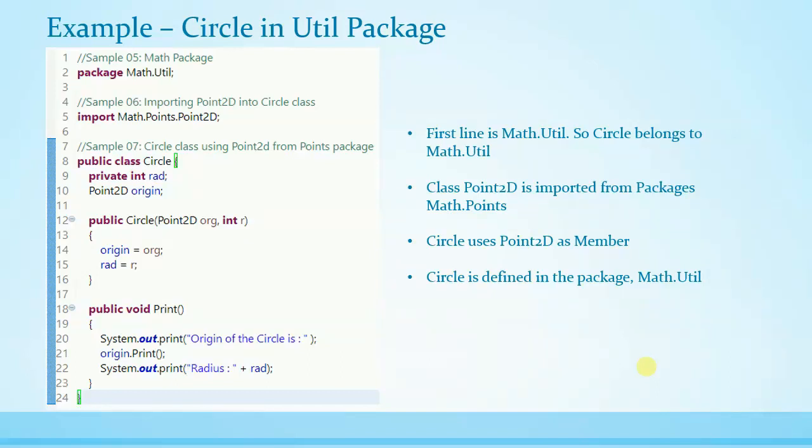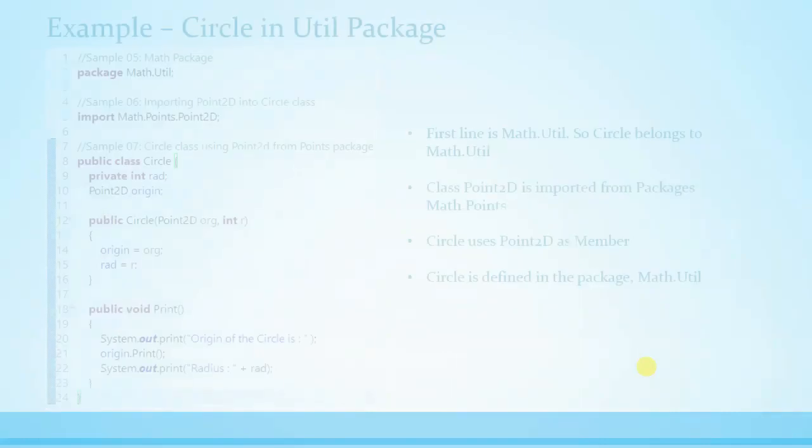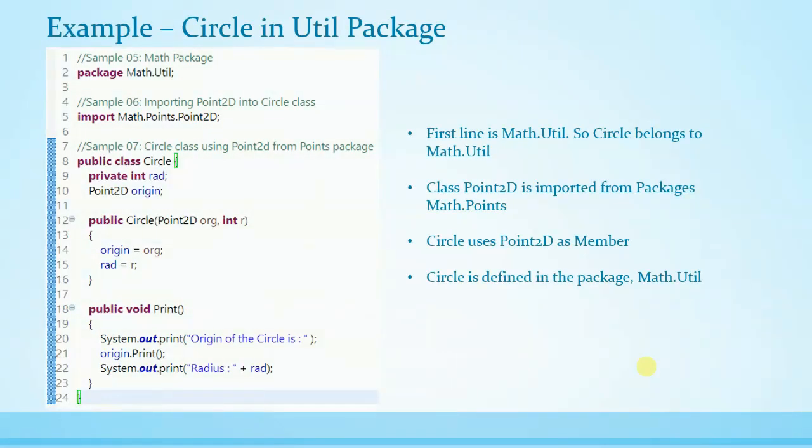So Circle is defined in the package math.util. Why? Because that's the very first line. Line number 2 specifies package math.util. So whatever class we define after this belongs to the util package. Here we define the Circle class, and hence it is a member of the util package. So in the constructor, we are once again referring to the Point2D origin, then int radius. Based on these two incoming parameters, we are initializing the internal members.